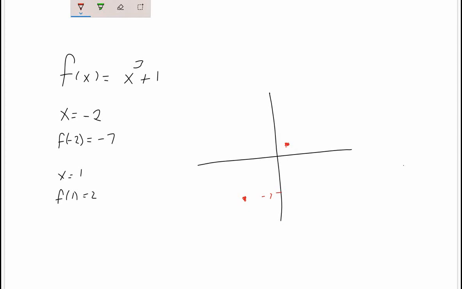Now, by the intermediate value theorem, it went from a negative to a positive. So I know somewhere in between, it has to cross that x-axis, because 0 is between negative 7 and 1. Or 2, rather, sorry. So an x-intercept exists somewhere in that interval.